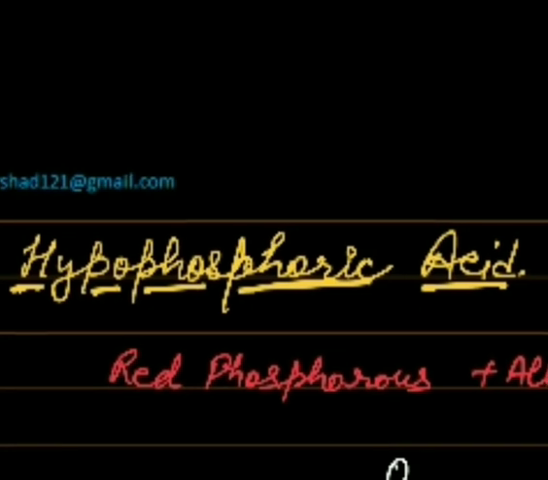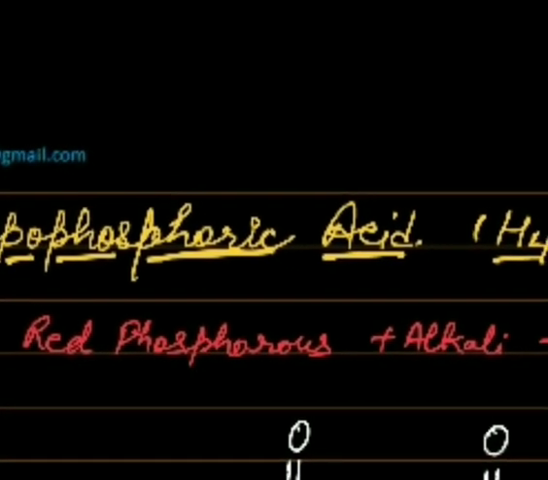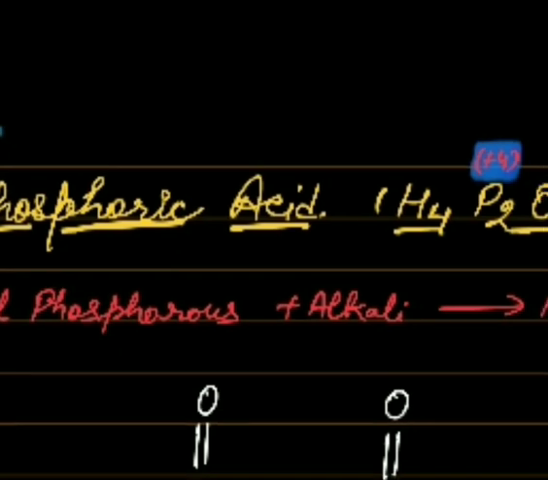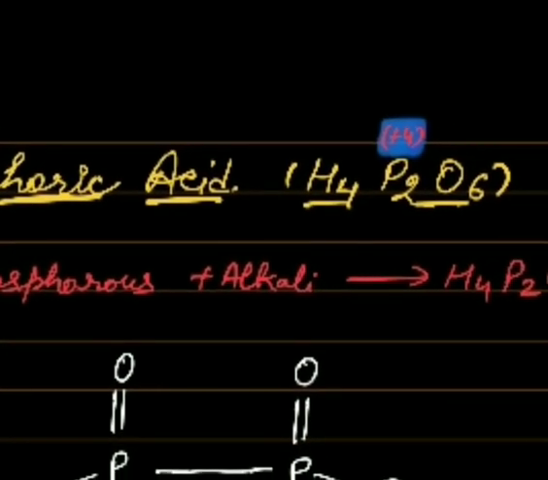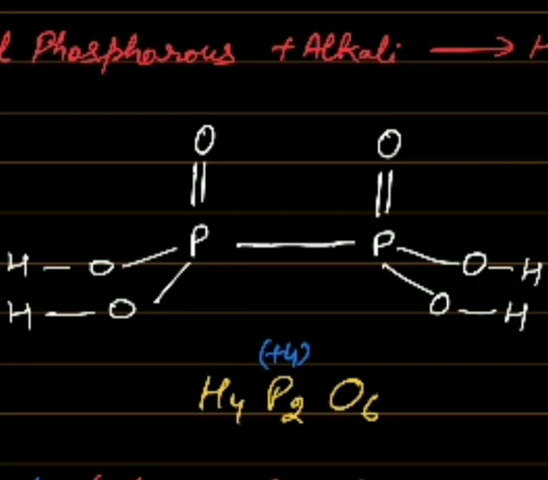In the preparation, we come to the conclusion that when red phosphorus is heated with an alkali metal, any alkali metal like sodium or potassium, we get this hypophosphoric acid. So finally let us discuss the structure of this hypophosphoric acid. Dear students, we know that in the formula there are two phosphorus atoms, so we will join them with a single bond. Now with each phosphorus atom we will attach an oxygen atom by a double bond and one OH group with a single bond, as we did in all the previous tricks.